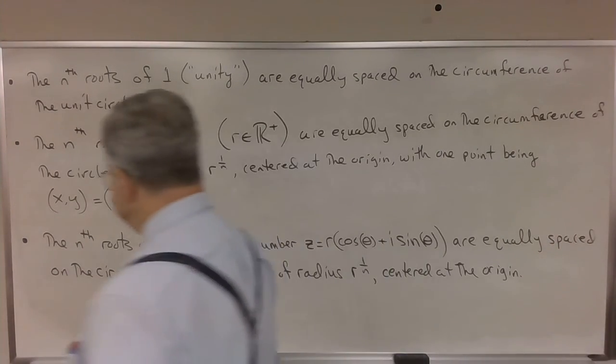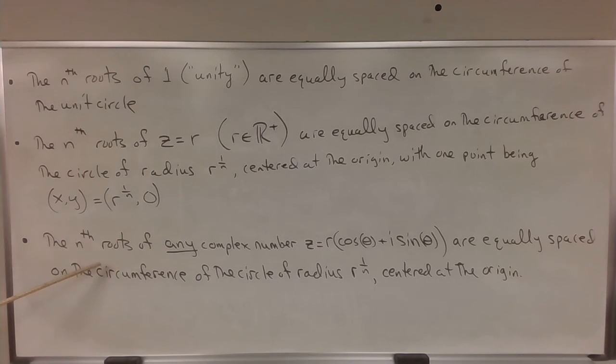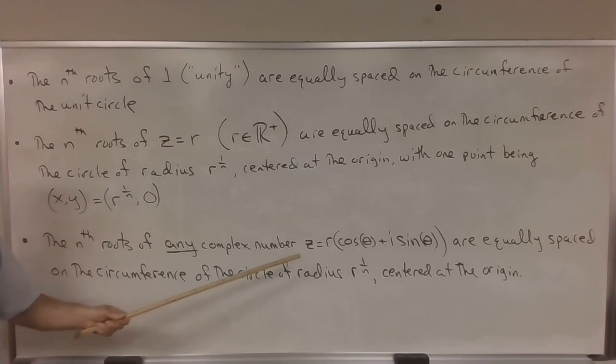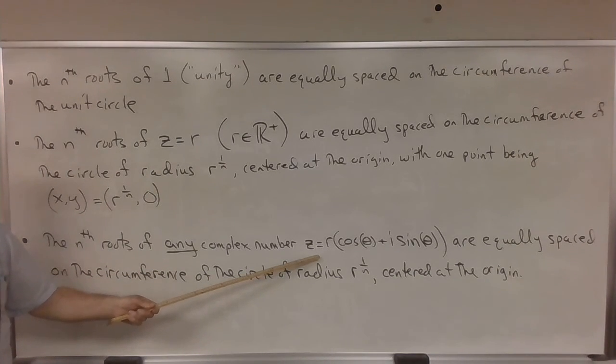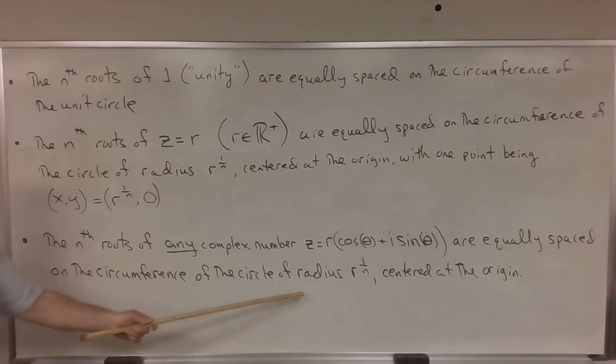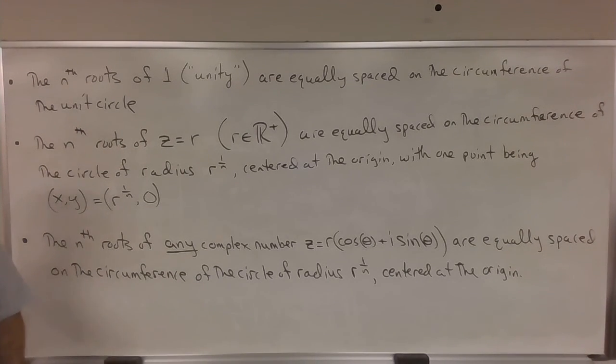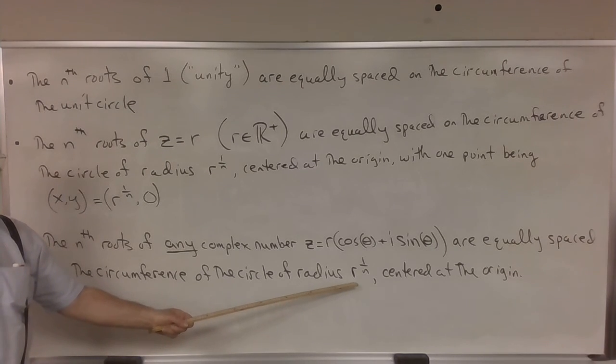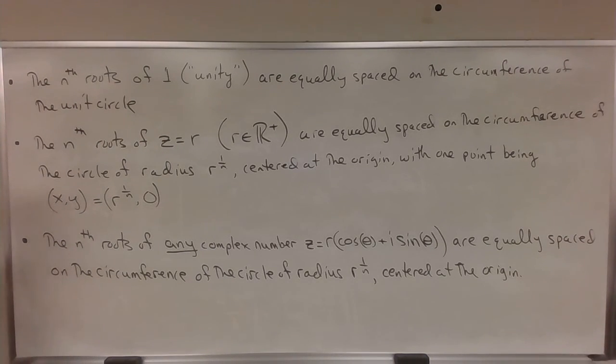And now in general, the nth roots of any complex number, z equals r cosine theta plus i sine theta, are equally spaced on the circumference of the circle of radius nth root of r, centered at the origin. The nth roots of any complex number are equally spaced on the circumference of this circle of radius r to the 1 over n, centered at the origin.